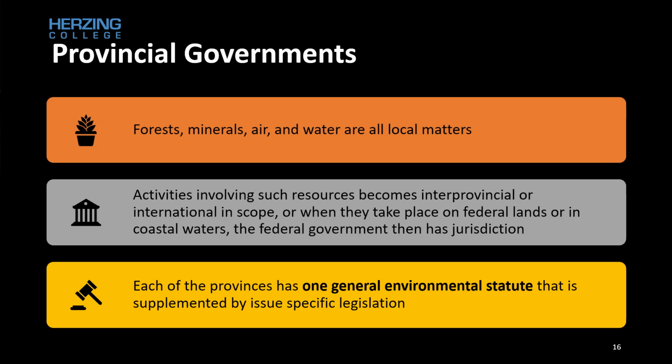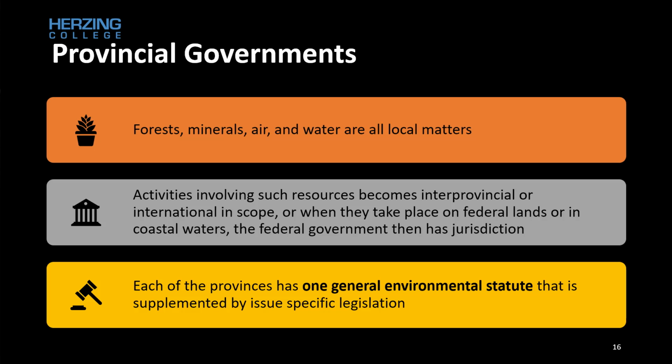So if you look at the provincial governments, what do they take care of? Forests, minerals, air, and water are all provincial matters. Activities involving such resources become interprovincial. If, let's say, there's a forest that is in one province or another, it becomes interprovincial, or international in scope, or when they take place on federal lands or in the coastal waters, the federal government then has jurisdiction.